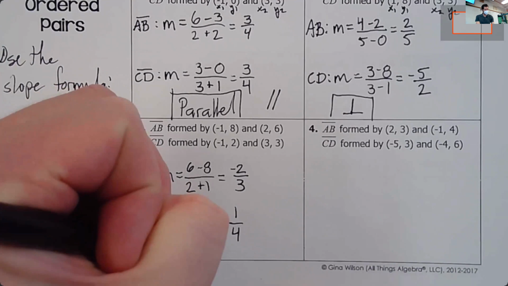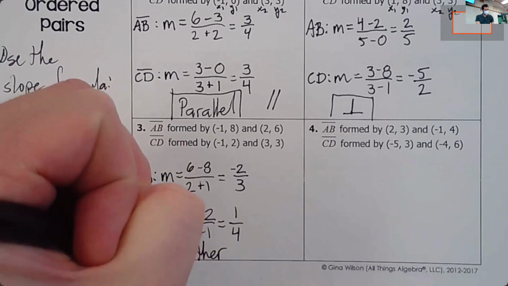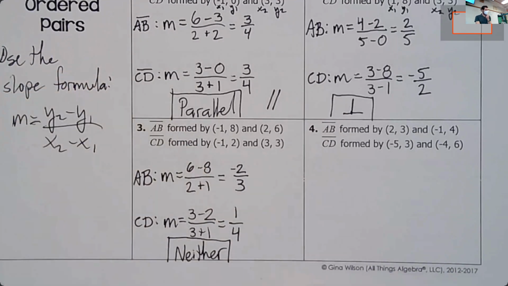Oh, this will be neither. Yeah, it's not exactly the same, so they're not parallel, and they are not opposite reciprocals, which means they are not perpendicular. So these are neither parallel nor perpendicular. It's just two random lines with two different slopes.